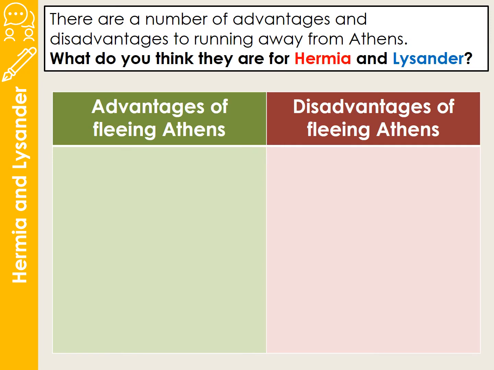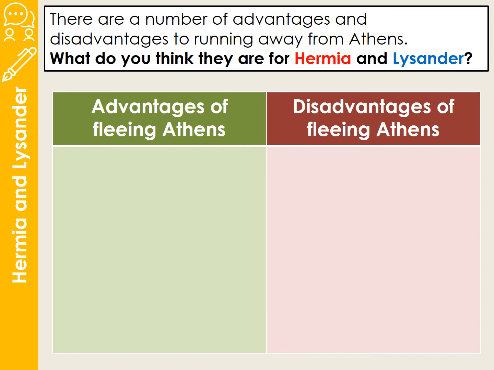So another task for you here. There are different advantages and disadvantages of Hermia and Lysander running away from Athens. So I'd like you to draw up this table for me, please, and try to come up with as many ideas as you can. What are the good things? What are the advantages of them running from Athens, from them fleeing and leaving to go to Lysander's aunt? But then on the other side, what are the disadvantages? What do they lose by leaving?